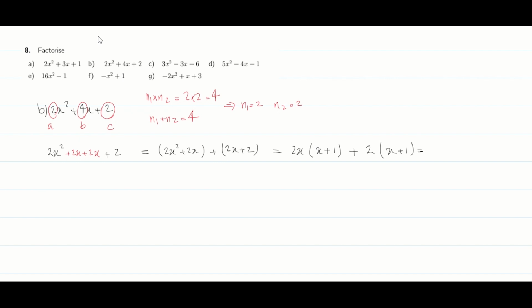Now looking at this expression, again, we have a common factor, which is x plus 1 inside the bracket. So we can write it as x plus 1. Now we're just going to write the 2x term in here and plus 2. And that would be our final factorization.